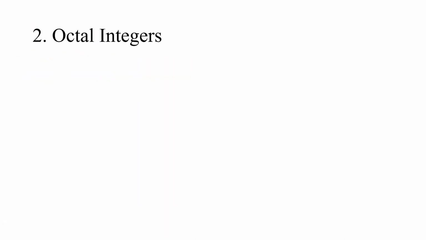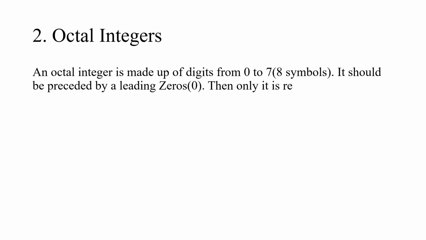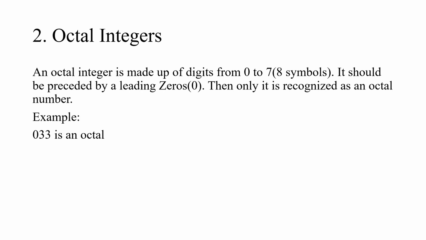Octal integers. An octal integer is made up of digits from 0 to 7, 8 symbols. It should be preceded by a leading zero. Then only it is recognised as an octal number. Example: 033 is an octal number. 33 is not an octal number.